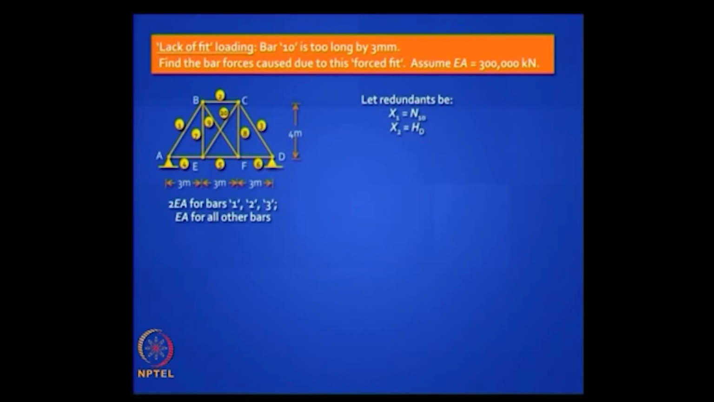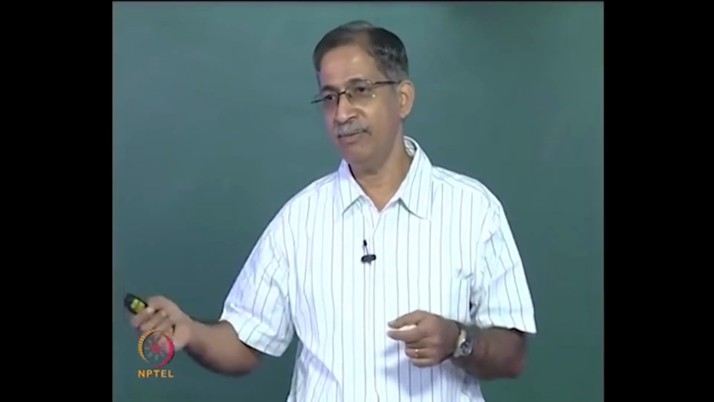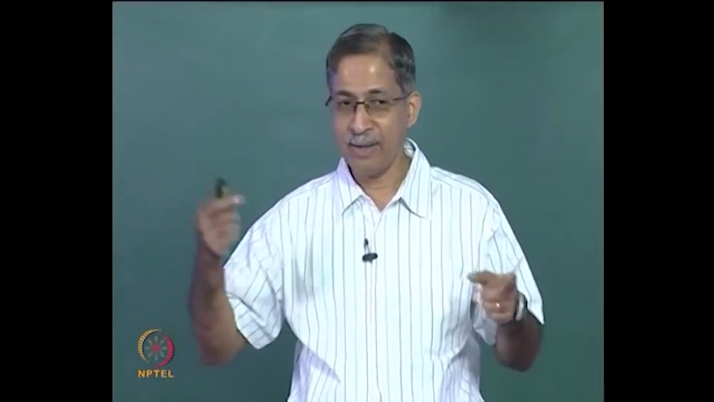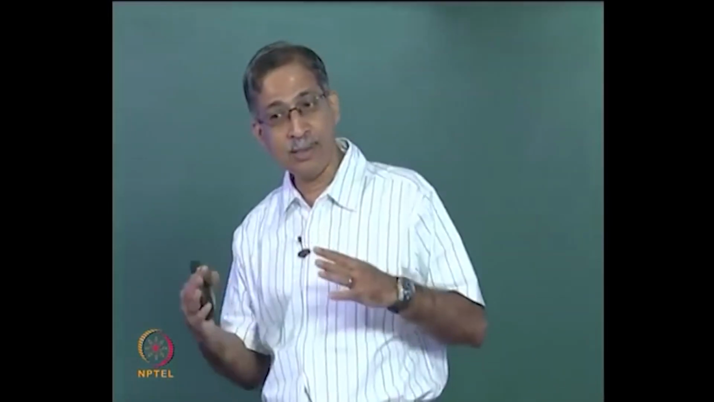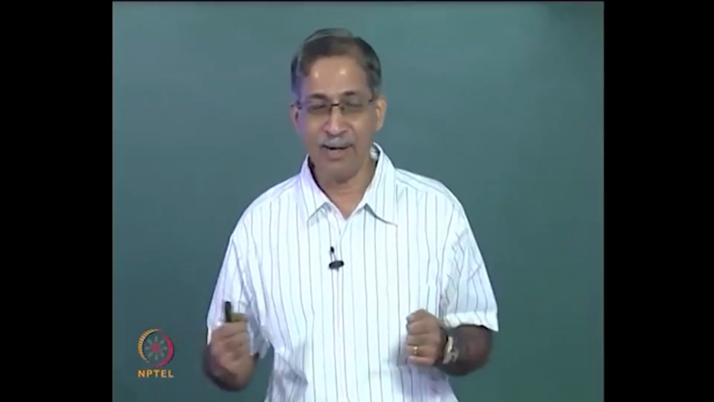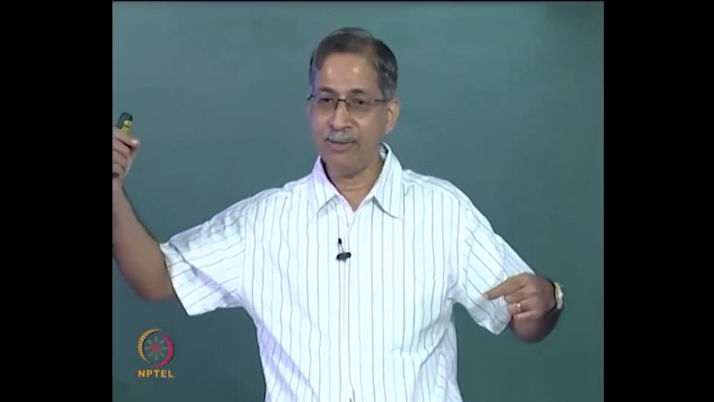Now let us take a displacement loading problem. Let us say you have a lack of fit problem, bar 10 is too long by 3 mm, okay. So when it came to the site, that bar was too long, so it had to be force fitted, that means it had to be hammered into place. Now because the structure is over rigid, all the other bars will resist this fixing. Had it been just rigid, they would move and accommodate this movement. Now you have a problem, you are forcing that bar to be fitted.